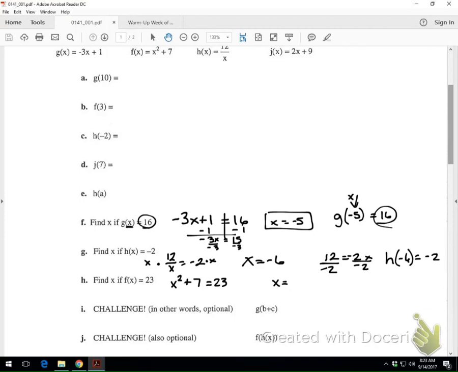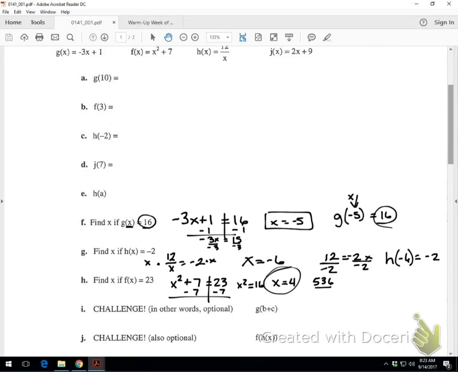Okay, anybody get something? Any number? 4? 536. Whoa. Alright, well, first of all, let's draw our line. Subtract 7, right? So you get x squared equals 16, right?